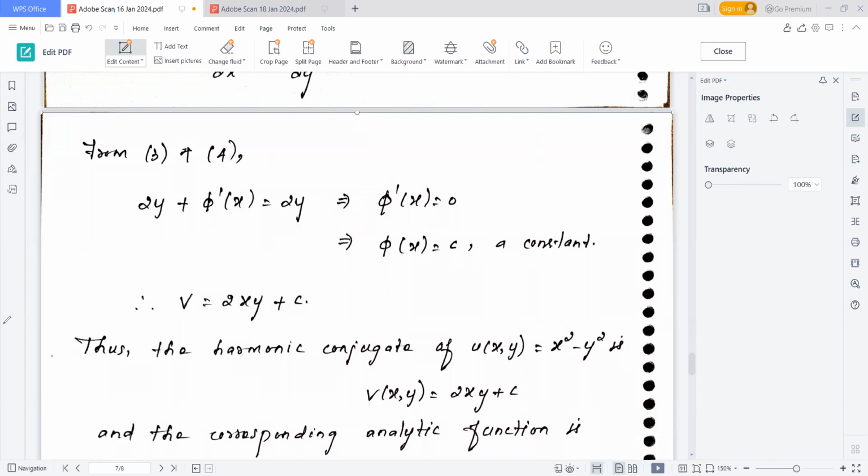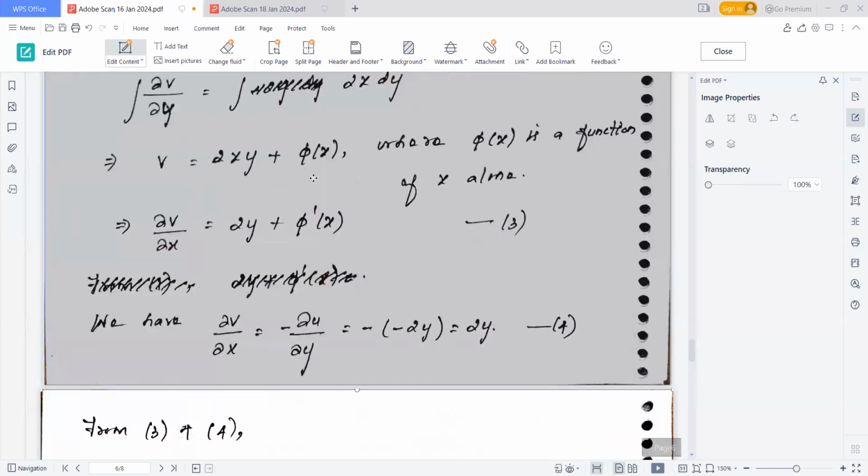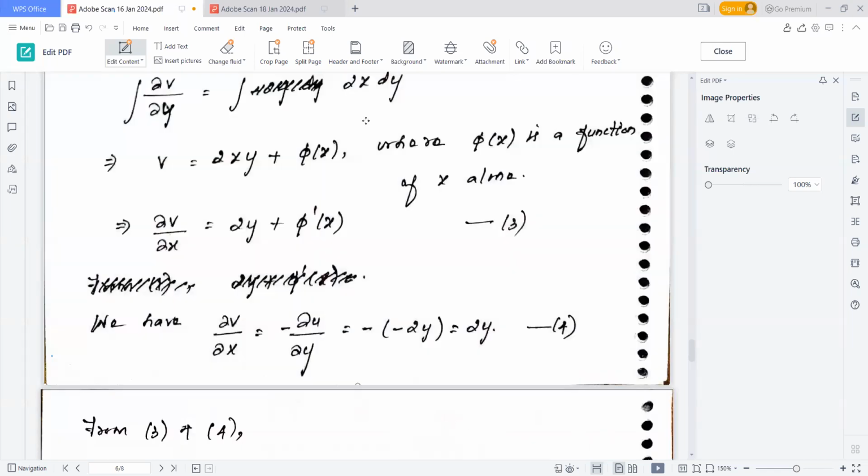So substitute the value of φ(x) in the place here. So we obtain v = 2xy + c. So already we have the function u, and now we obtain the function v.